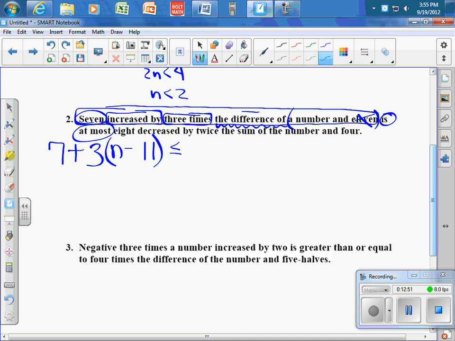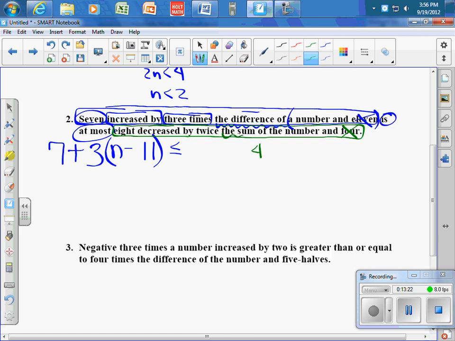all right, 8 decreased by twice the sum of the number and 4. Well, again, let's take that word expression, that verbal expression, and let's translate that into algebra. Again, using what my old Algebra 1 teacher taught me several years ago. Start at the end, work backwards. What's the last thing you see? A 4, so write it down.